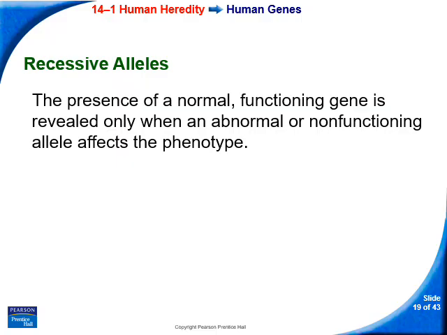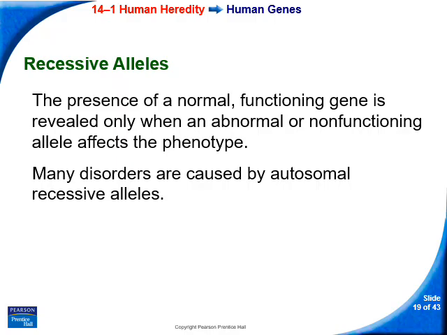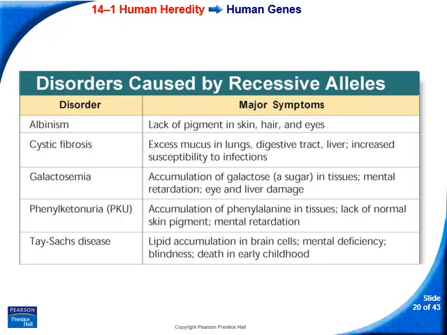So, recessive alleles. The presence of a normal functioning gene is revealed only when an abnormal or non-functioning allele would affect the phenotype. And therefore, many disorders are actually caused by autosomal recessive alleles. I'm not even saying sex chromosome, okay? Autosomal recessive alleles. An example of these recessive alleles is albinism, or the lack of pigment in the skin and the hair. If you have two of the recessive alleles, then you're going to be an albino.